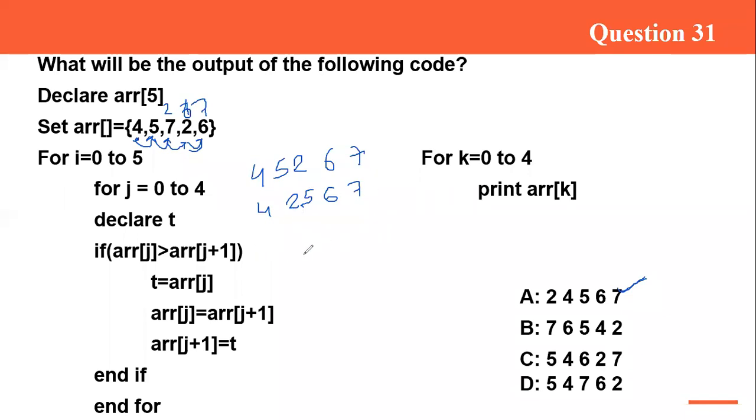Next, it starts again from the beginning. 4 will be compared with 2. 2 is the smaller number, so it comes forward: 2, 4, 5, 6, 7. Again, 4 will be compared further, but there is no effect because the current element is smaller than the remaining elements. So that's all. This will be the end result: 2, 4, 5, 6, 7. That is nothing but the sorted order.